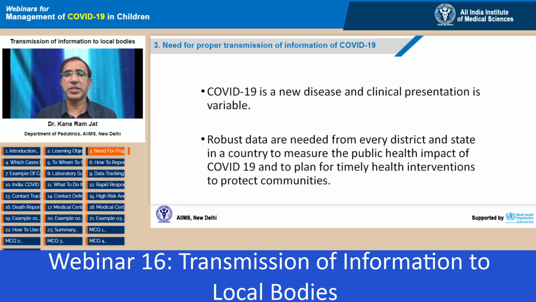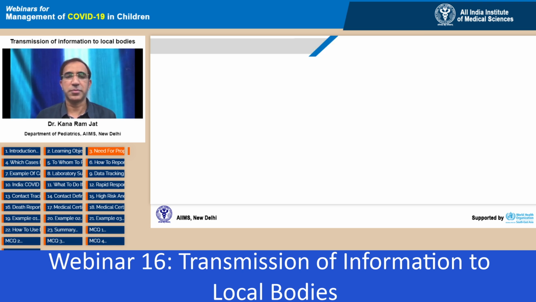Why proper information is required for COVID-19? COVID-19 is a new disease and clinical presentation is variable. Robust data are needed from every district and state in a country to measure the public health impact of COVID-19 and to plan for timely health interventions to protect communities.